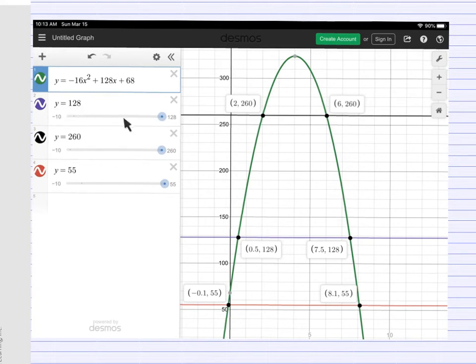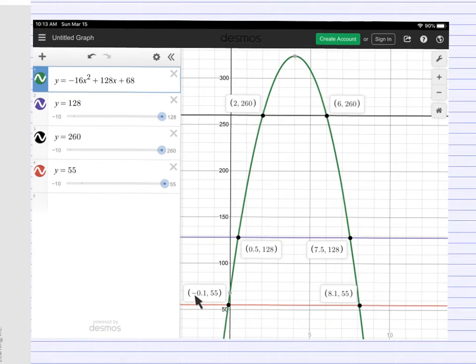Y equals 128, which gives me the purple line going across. Y equals 260, which gives me the black line going across, and y equals 55, which gives me the red line going across. So it's going to hit all three of these heights on the way up and on the way down, except the red one. So if we start right here, that's where the catapult is released. It's going to hit the purple line, which is 128 feet on the way up. On the way up again, it hits 260 feet. Then it has our maximum height. Then it's going to hit 260 feet on the way down, 128 feet on the way down, and 55 feet on the way down. Now notice it does not hit 55 feet on the way up.